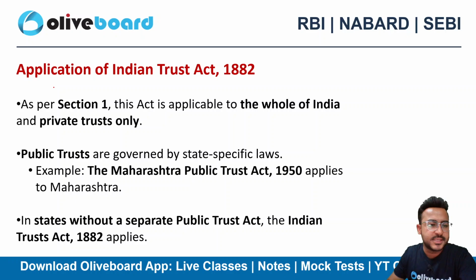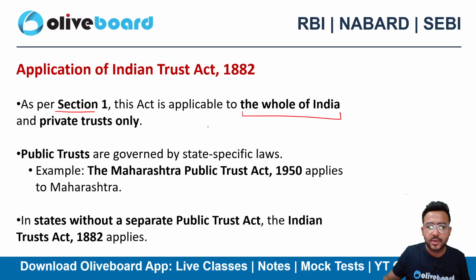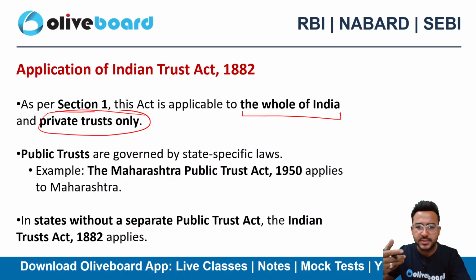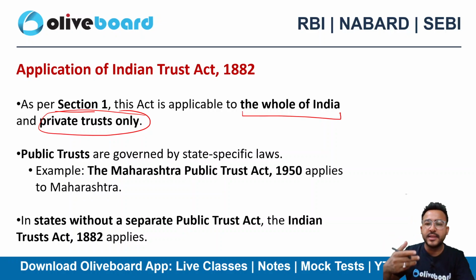The applicability section is section 1. So section 1 states that this act is particularly applicable to the whole of India and only to the private trust. Now this becomes quite important. You might have a direct question in the examination regarding the applicability of this act, okay. So you should be aware that it will only apply to private trust only.